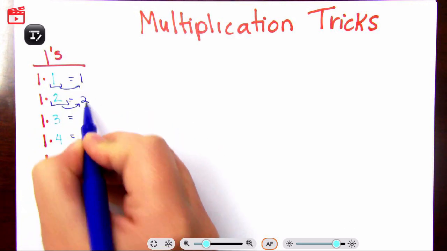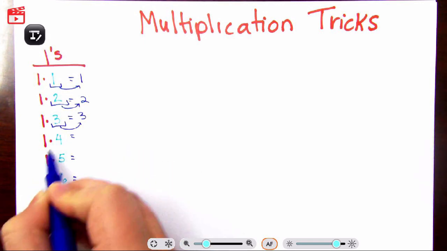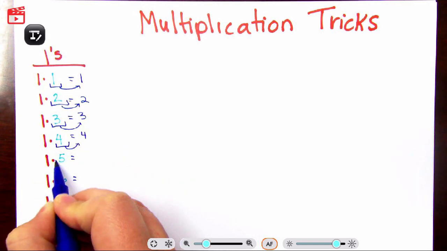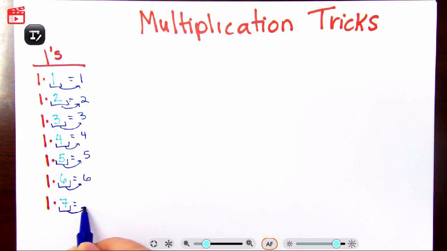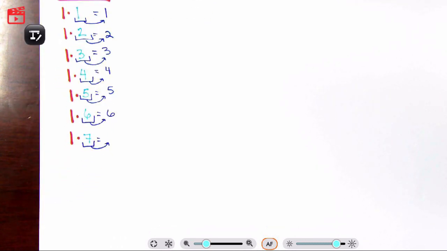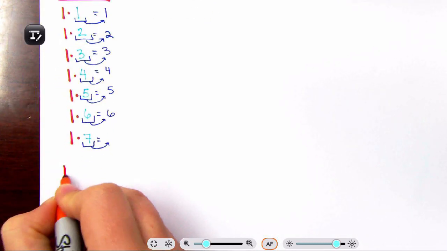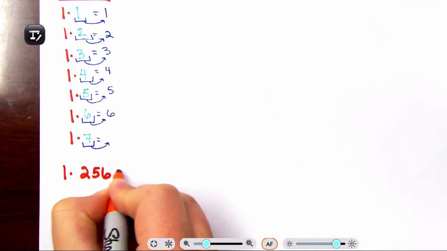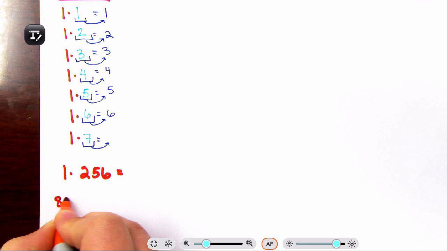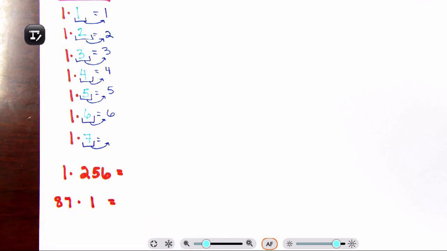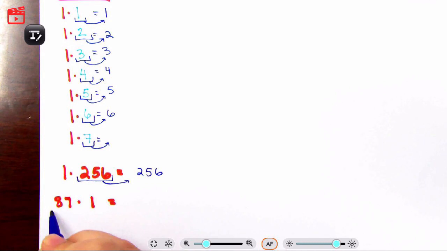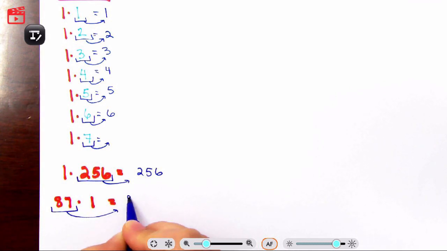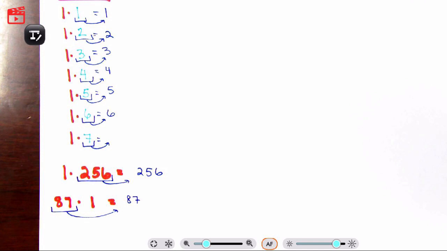So 1 times 3, 3 is the answer. 1 times 4, 4 is the answer. 1 times 5, 5 is the answer. 1 times 6, 6 the answer. 1 times 7, 7 the answer. So let's go ahead and do an example real quick. Let's say 1 times 256, or let's say 87 times 1. So the order doesn't matter. If you are multiplying by 1, take the number that's not 1, and that's your answer. So that is how you multiply by 1.